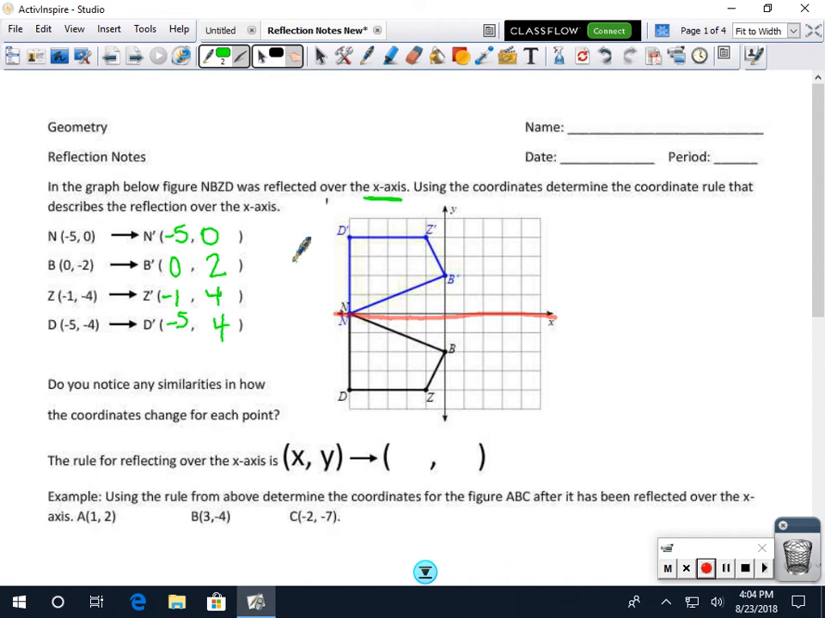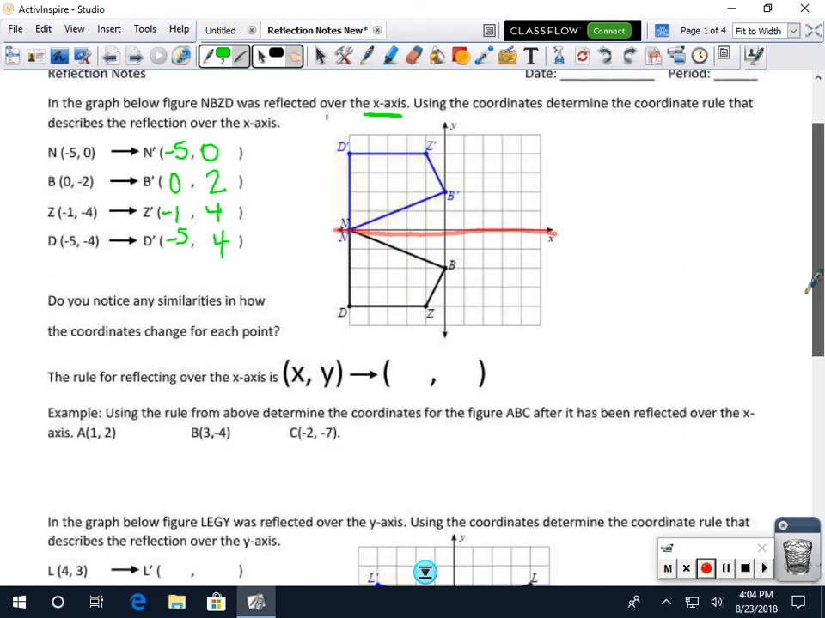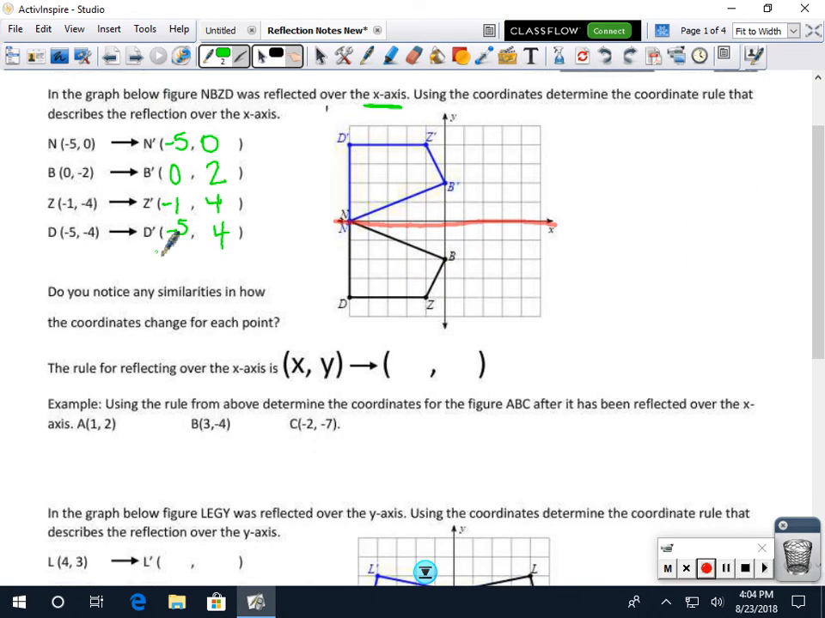Hopefully you're seeing that there's a pattern here. The x's all stayed the same, but the y's changed sign and went the opposite. So the rule for reflecting over the x-axis is that (x, y) will go to (x, negative y). So we changed the sign for the y values.